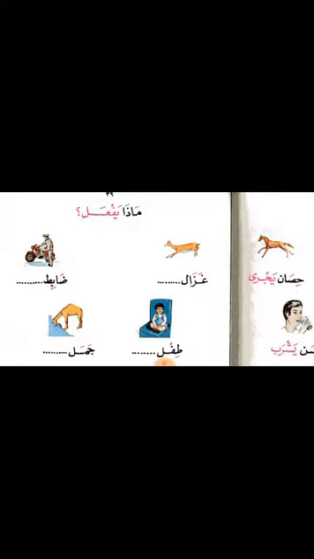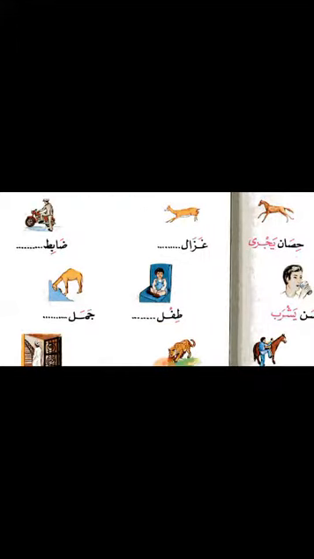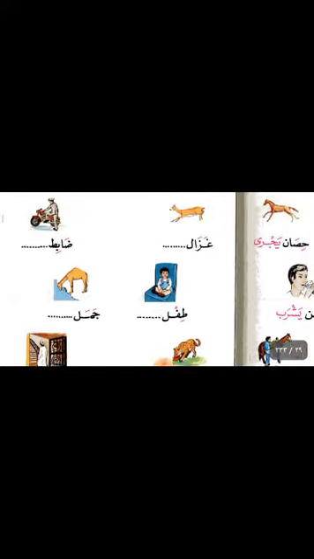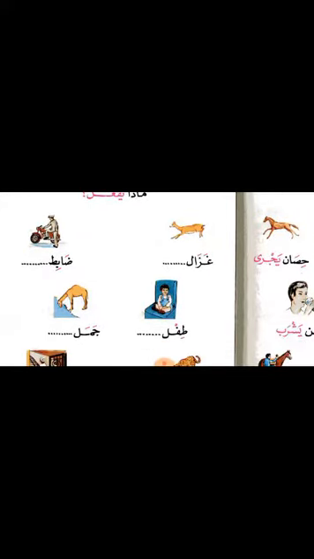Then on the next page again we have Maza Yafal. What is he doing? Answer this. Ghazalun Yajri. Azarun Yajri. What is Azarun? Ghazal means deer. In English we also call it gazelle. Gazelle is running. Zabitun Yarkab. Inspector is riding. Tiflun Yajlis. A child is sitting.